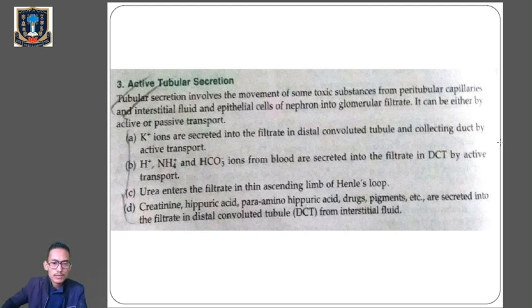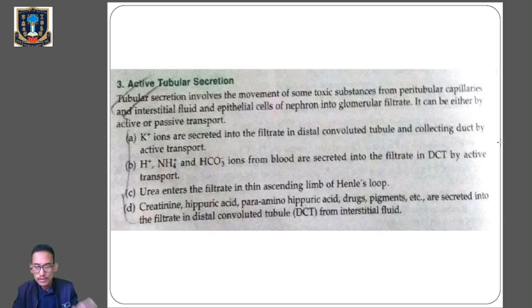During active tubular secretion, potassium ions are secreted into the filtrate in the DCT and collecting duct. Hydrogen ions, ammonium ions and bicarbonate ions are secreted from the blood into the filtrate in the DCT. Urea enters the filtrate in the ascending limb of Henle's loop, and creatine, hippuric acid, para-amino hippuric acid, drugs and pigments are secreted into the filtrate in the DCT from interstitial fluids. So here we have finished the physiology of urine formation. Just go through it. Clear?